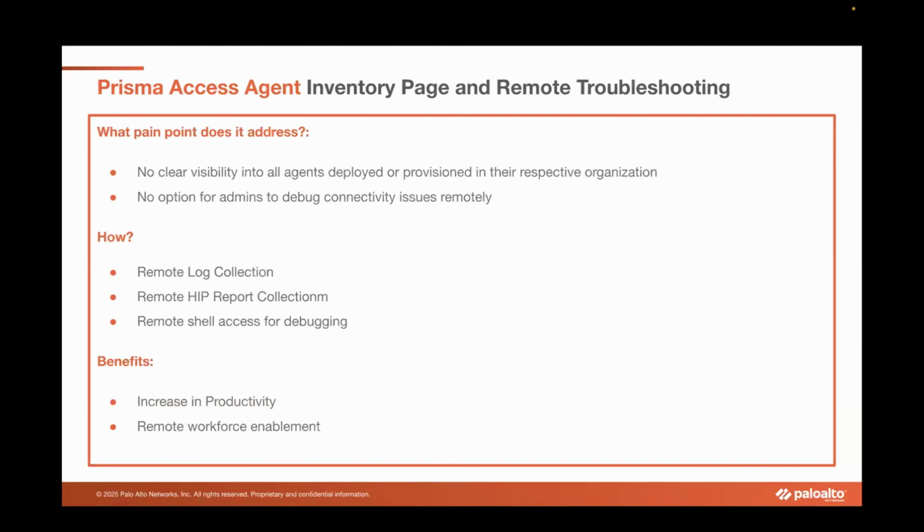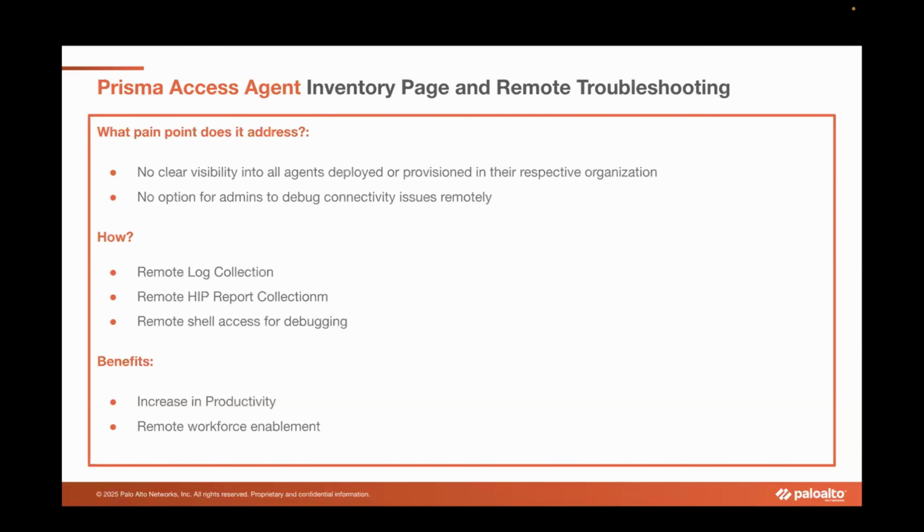Now with the Prisma Access Agent, the administrator can actually do a remote shell into the end user system. Once the end user allows it, the administrator can log into the remote shell, execute a few debug commands, figure out what's wrong with the agent, and help the user connect back. At the same time, the administrator can also collect remote agent logs and HIP reports, and diagnose what the issue could be from those logs as well.